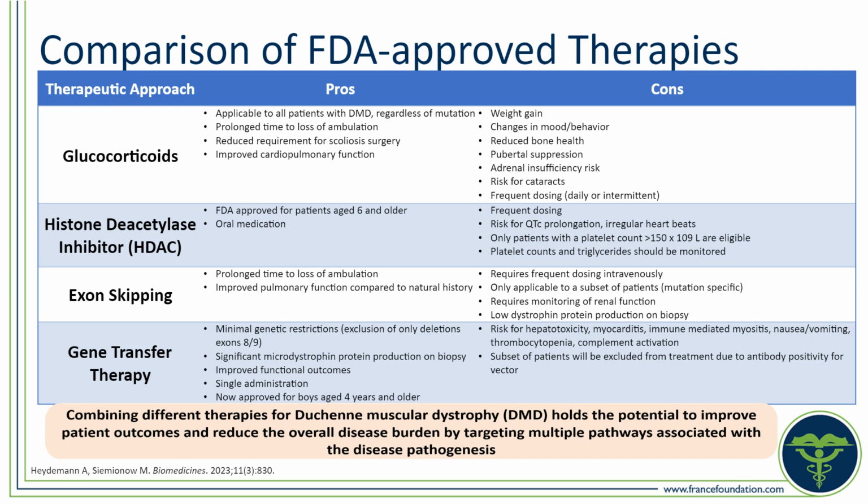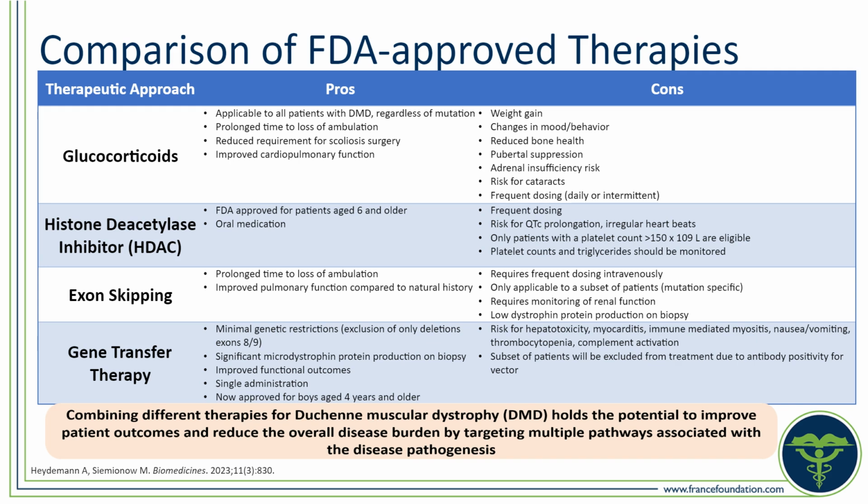Gene transfer therapy is our next category of FDA-approved therapies, and one that currently is in investigational trials as well. There are minimal genetic restrictions, and so the majority of our patients with Duchenne muscular dystrophy will find that this therapy may be applicable to them from a mutation perspective. There is significant microdystrophin protein production, as demonstrated by Western blot on biopsy results. We have seen improved functional outcomes with administration of gene transfer therapies, and it is a single administration.